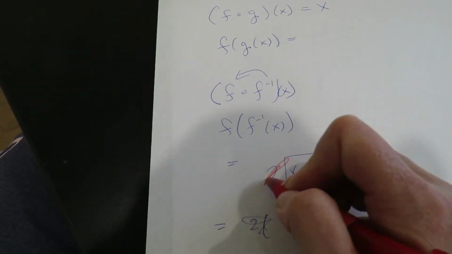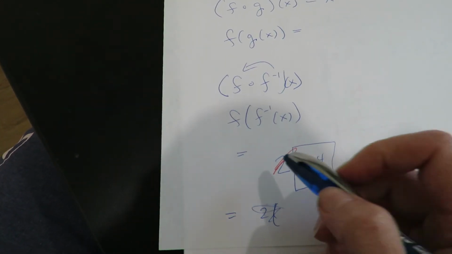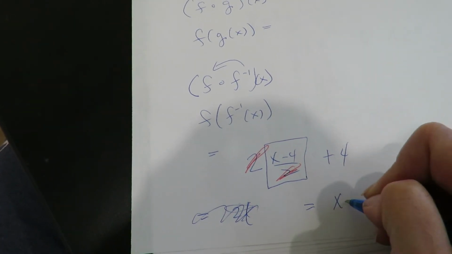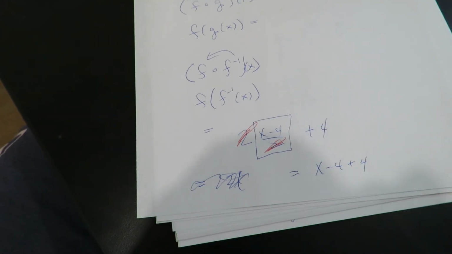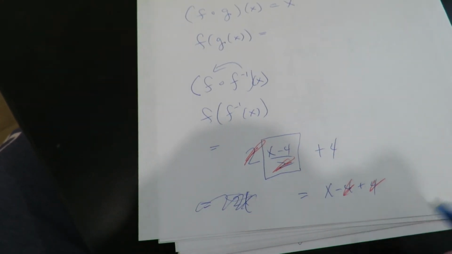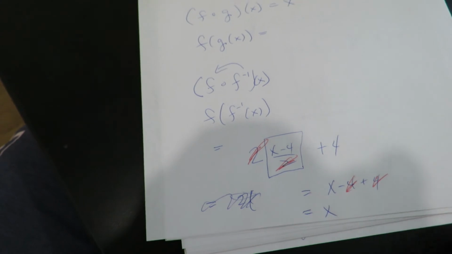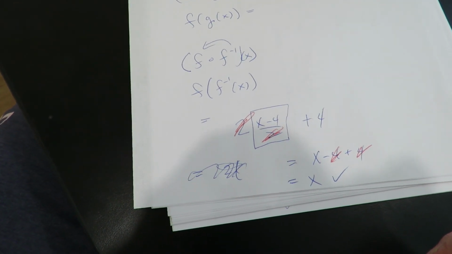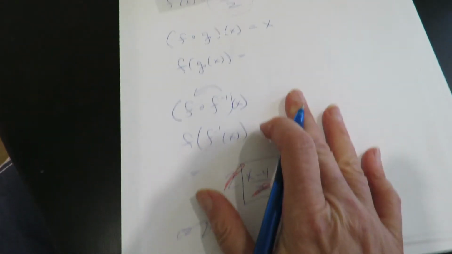All right, so the 2 and the 2 will go, right? You were multiplying by 2, you're dividing by 2. And then you're left with X minus 4 plus 4. So now the minus 4 and the plus 4 go, and you're left with X, right? And that is the verification that they're inverses.